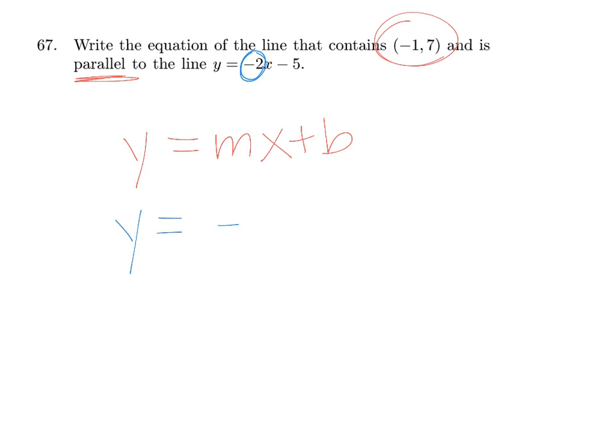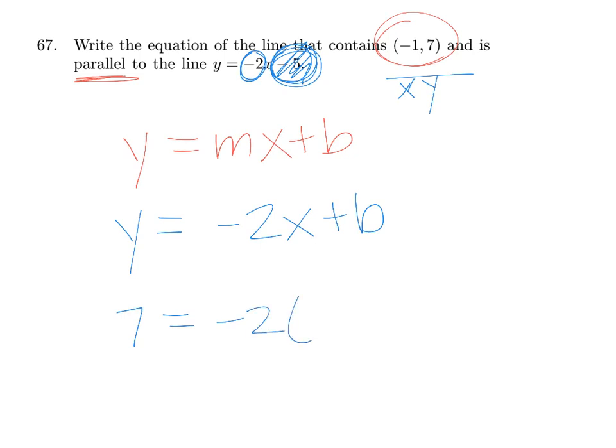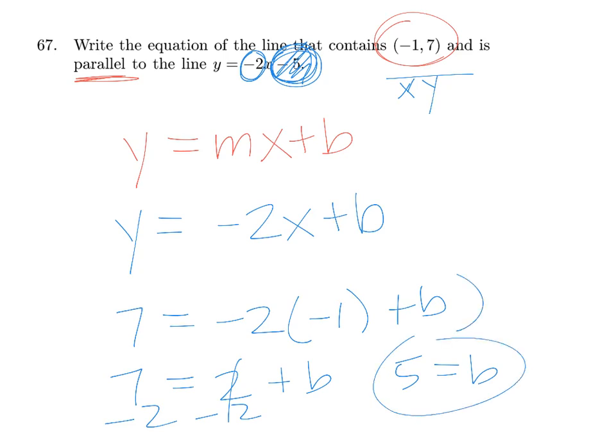So I have y is equal to negative 2x plus b. Make sure you don't use this b. That's where this point comes in handy. That's how you figure out the b value that you're looking for. That's your x and y. So I have 7 is equal to negative 2 times negative 1 plus b. 7 is equal to 2 plus b. Subtract 2. And I have 5 is equal to b. Take it and plug it in. So y is equal to negative 2x plus 5. Done.